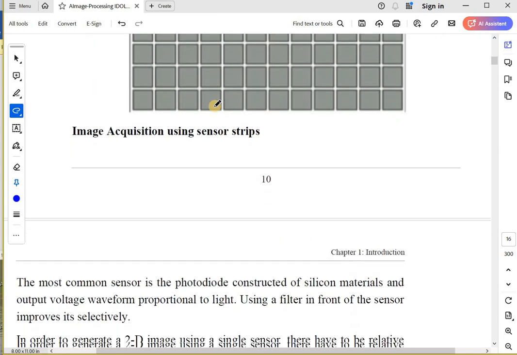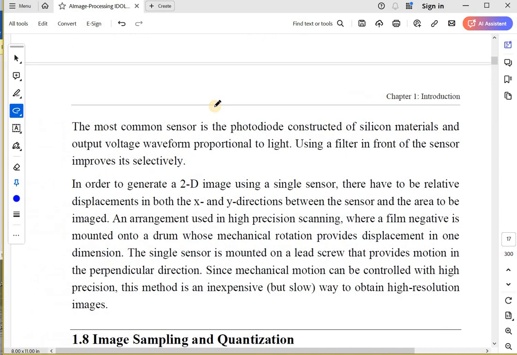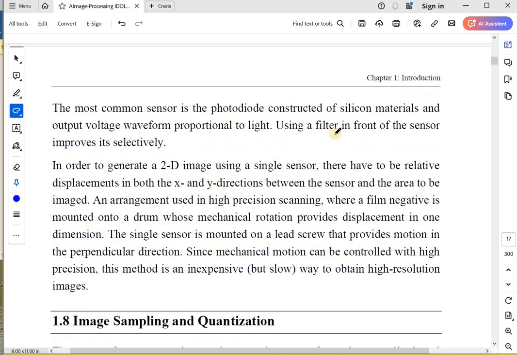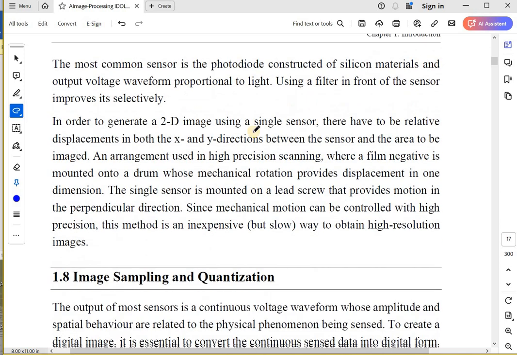ठीक है, simple है. Now, a very common sensor is something which is called as photodiode, जो silicon material से बनता है and जिसका output voltage is proportional to the light. लाइट जितना होगा उतना वोल्टेज होगा. ओके, नाउ द फिल्टर इन द फ्रंट ऑफ द सेंसर, इट इम्प्रूव्स द सिलेक्टिविटी. आपको अगर कोई लाइट नहीं चाहिए, आपको टोन डाउन करना है कुछ चीजें, सो यू कैन यूज द फिल्टर अकॉर्डिंगली.